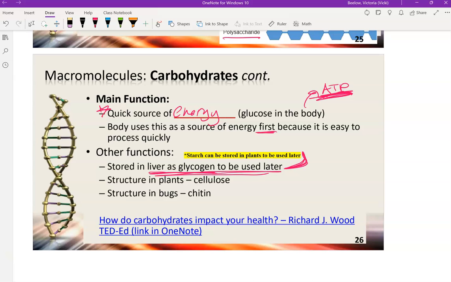But you do need carbohydrates in order to make ATP because the body's going to use this first because, like I said, chemically speaking, it is the easiest thing to break down and convert into ATP. The process of converting proteins or lipids, that's a little bit different of a process and can take a little bit longer sometimes.